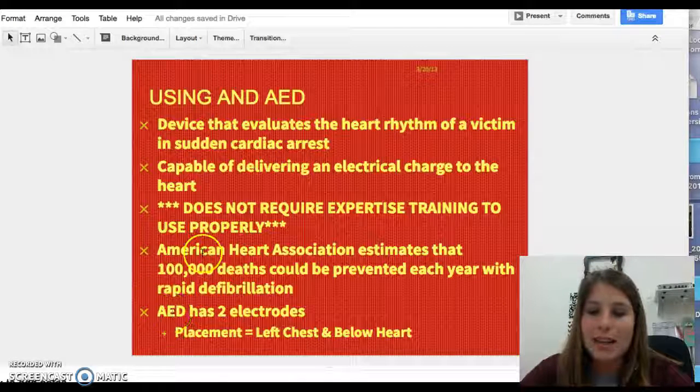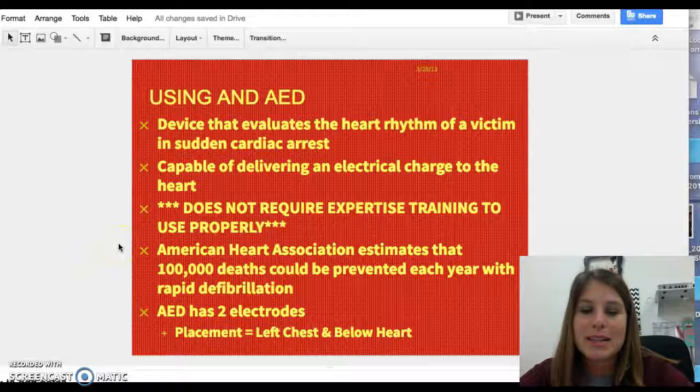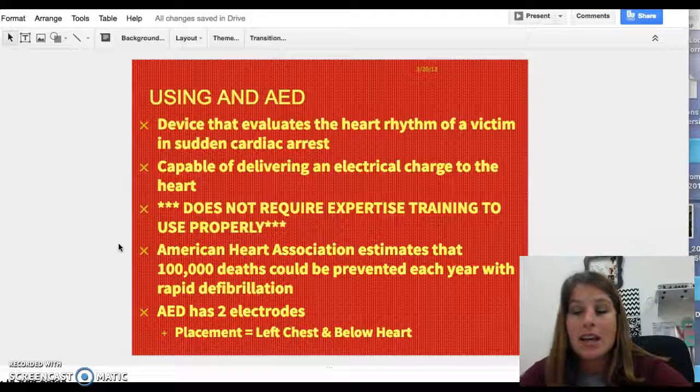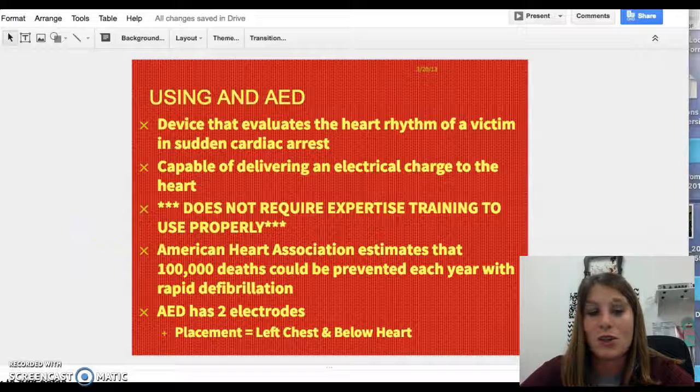A little stat here says the American Heart Association estimates that 100,000 deaths could be prevented each year with rapid defibrillation. It's a big deal, guys. I suggest you get to know where they are. The next time we pick back up, we're going to talk about blood emergencies.